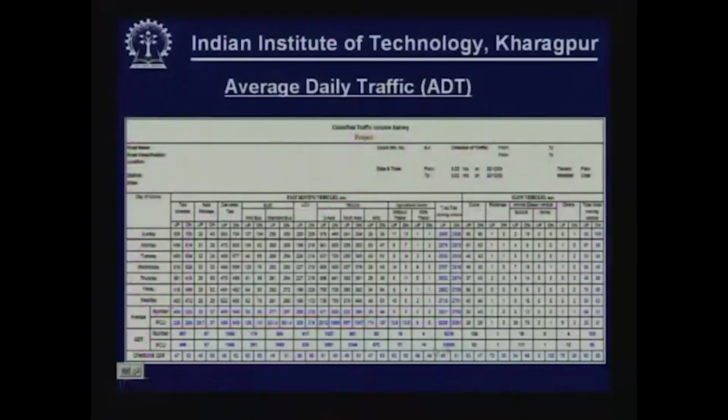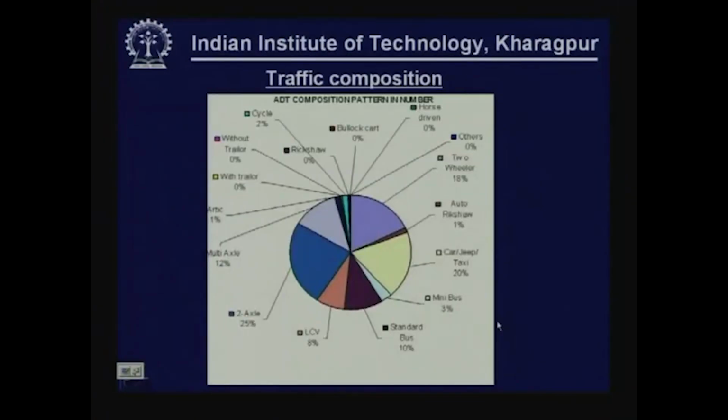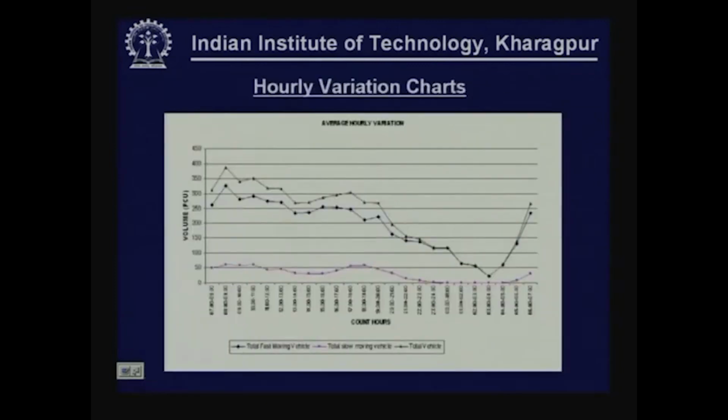Now, you can be innovative in designing your own average daily traffic representation chart, but this is just an example. This is an example of how you represent traffic composition over a given period of time. The share of different vehicle types in the total traffic stream can be presented easily with a pie chart. Then this is showing the hourly variation chart.